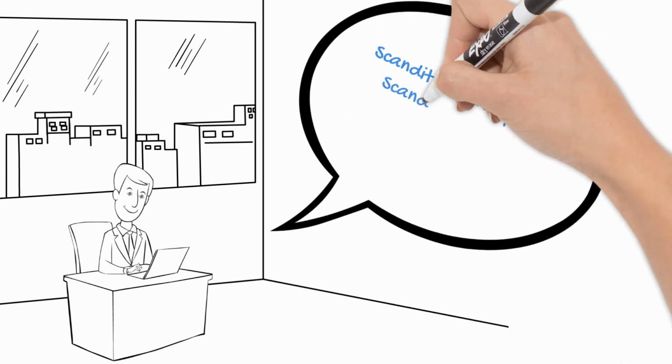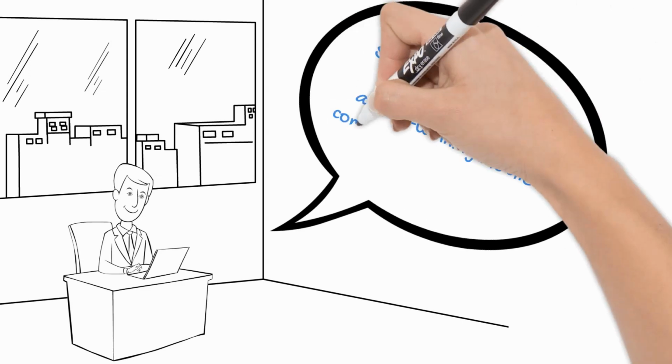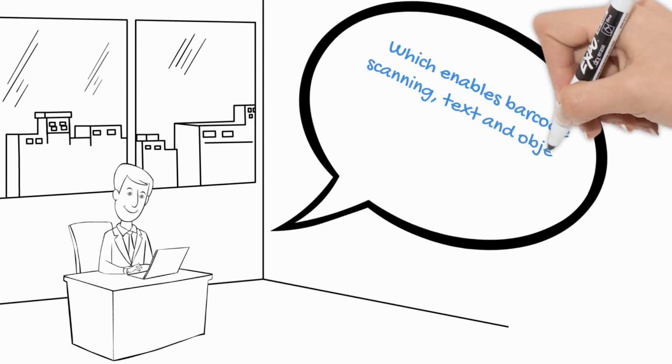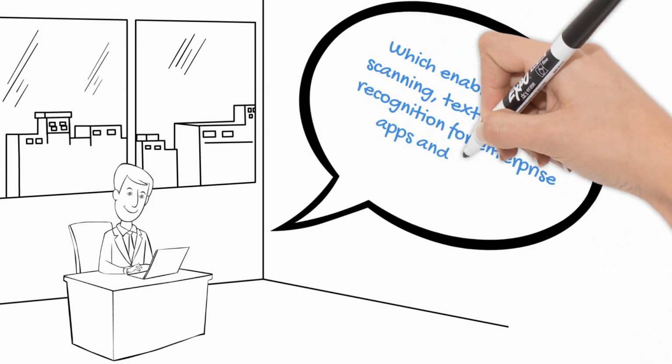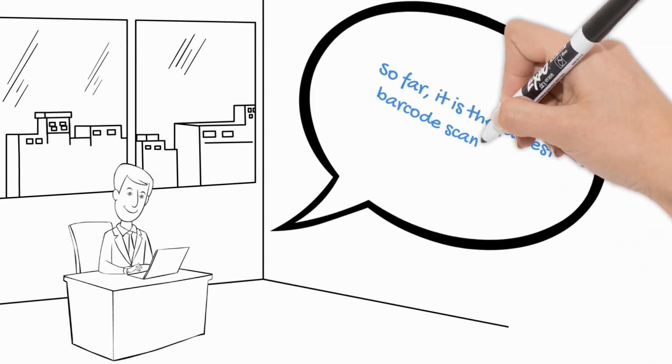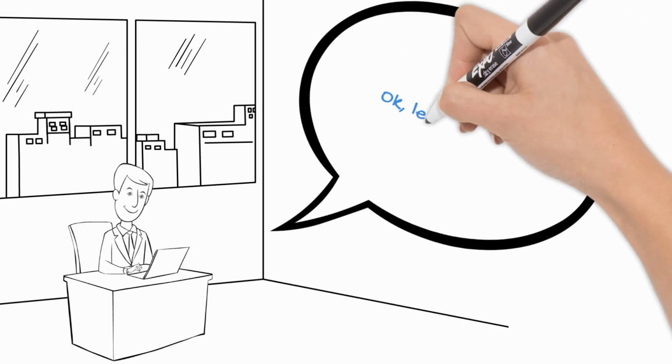Scandit is developed by Scandit AG. It is an award-winning mobile computer vision software, which enables barcode scanning, text and object recognition for enterprise apps and delivers real-time insights. So far, it is the fastest barcode scanner app that I found. Okay, let's start now.